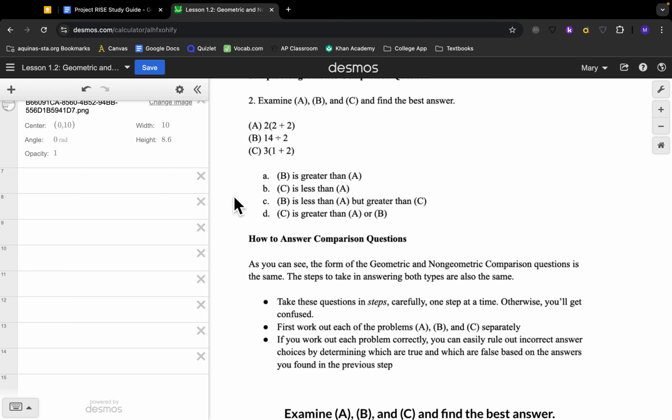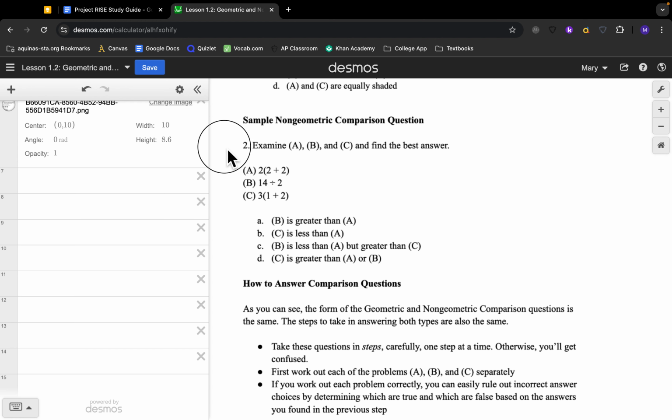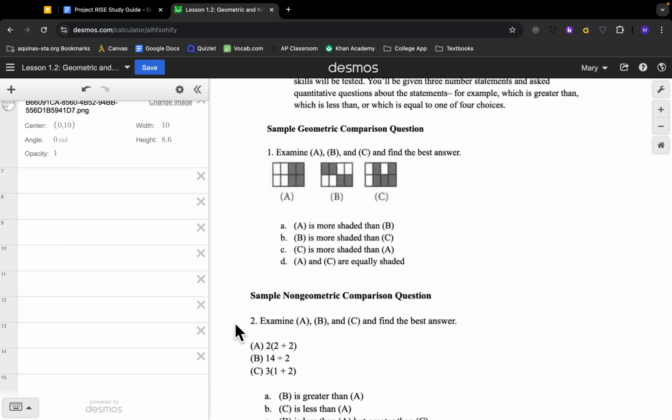And if you work out each problem correctly, you can easily rule out the incorrect answer choices by determining which are true and which are false based on the answers that you found when you were working out the problems. So we'll be going over quite a bit of sample problems today, but it is to help you understand.